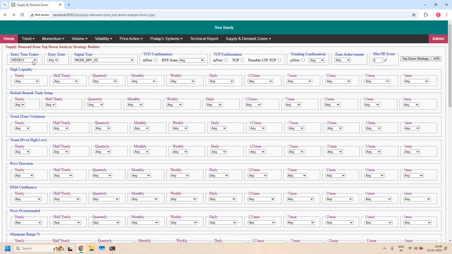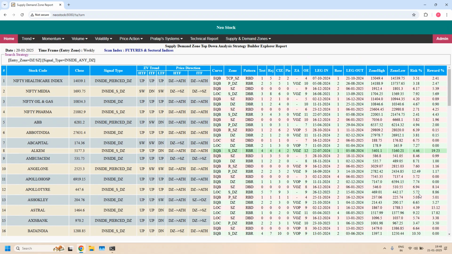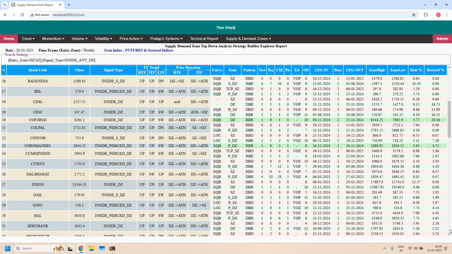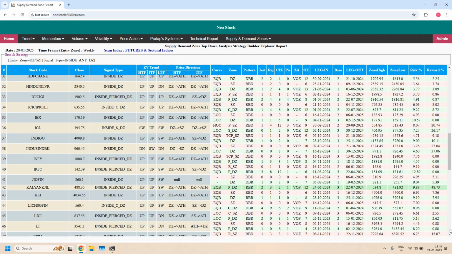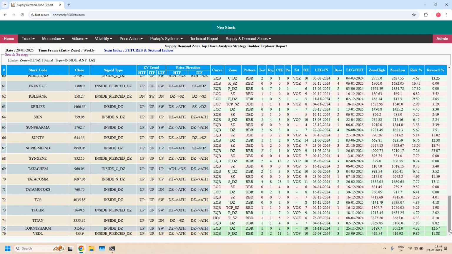Next, weekly time frame. Price closed inside the weekly demand zone. We got 76 stocks. So first 16 stocks in the list. For the reference purpose, I am scrolling the list down, showing the complete list. So total 76 stocks. Price closed inside weekly demand zone.